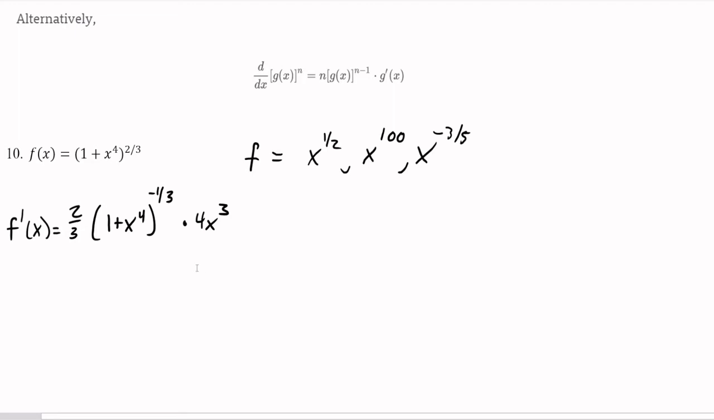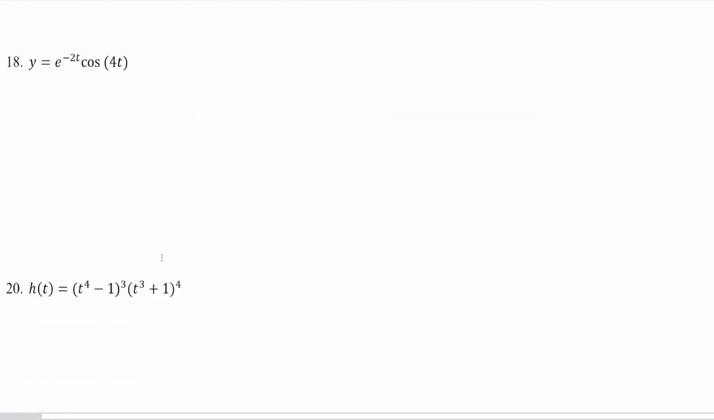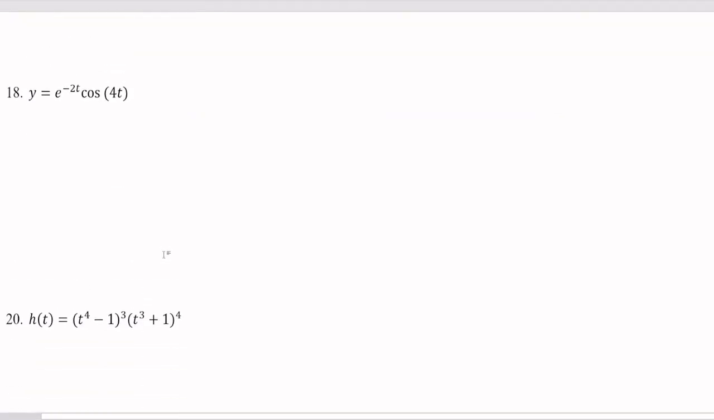So starting off, write out the f, write out the g, write out the f prime, write out the g prime, put it all together. But as you get more comfortable, you can do some of those steps all in one, and that's fine. Okay, let's give ourselves some space here.